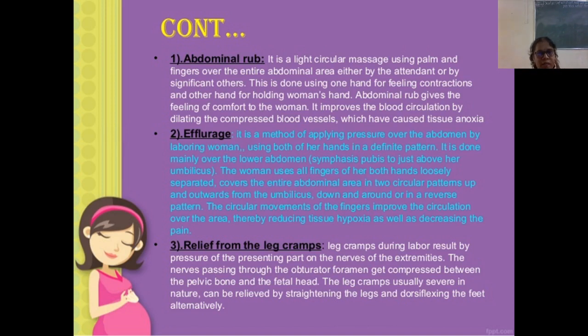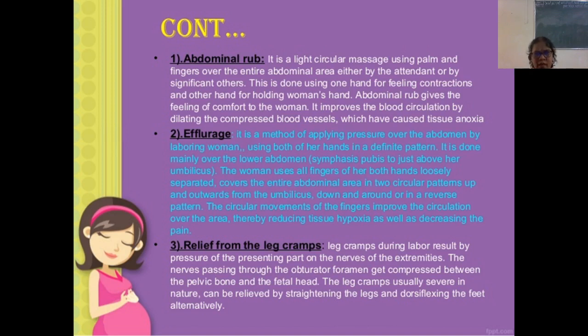Next is effleurage. It is a method of applying pressure over the abdomen by the laboring woman using both of her hands in a definite pattern. It is done mainly over the lower abdomen, from the symphysis pubis to just above the umbilicus. The woman uses all fingers of both hands loosely separated, covering the entire abdominal area in circular patterns up and outwards from the umbilicus, down and around, or in a reverse pattern. The circular movements of the fingers improve the circulation over the area, thereby reducing tissue hypoxia as well as decreasing the pain.